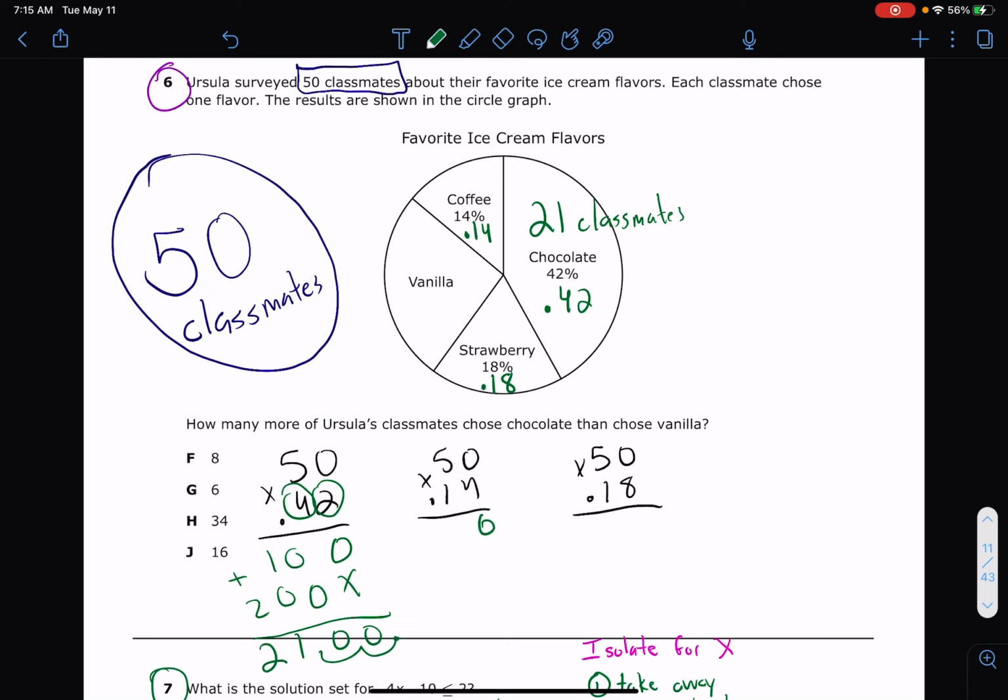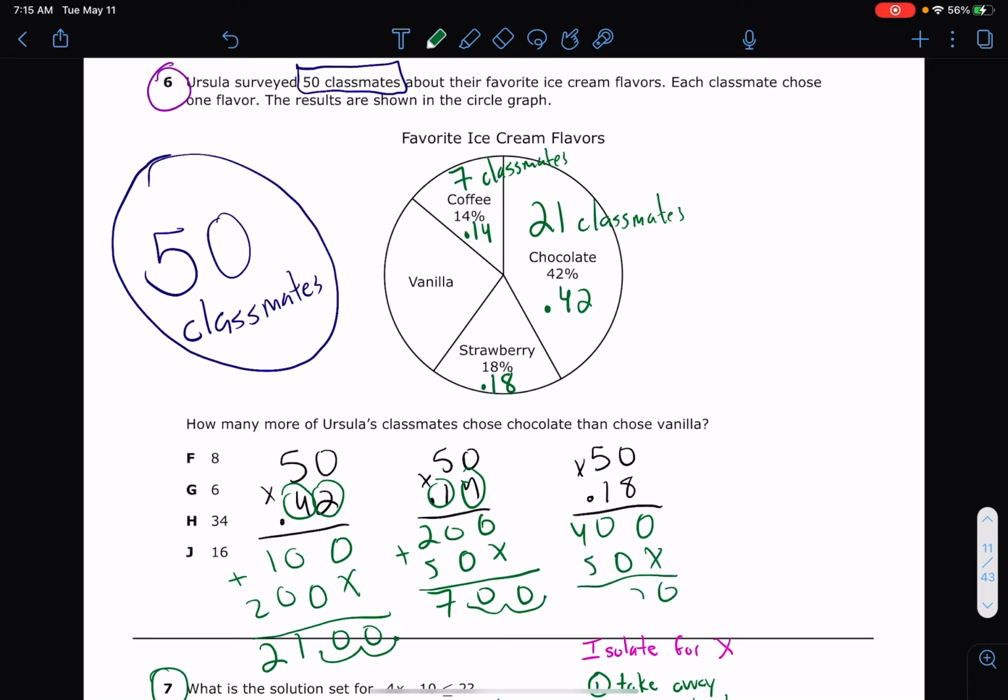0, 5 times 4 is 20, space 0, 5. I add. There are 2 behind the decimal. 1, 2. 7 classmates like coffee. 8 times 5 is 40. 0, 5. And I add. 1, 2, 1, 2. And 9 like strawberry.